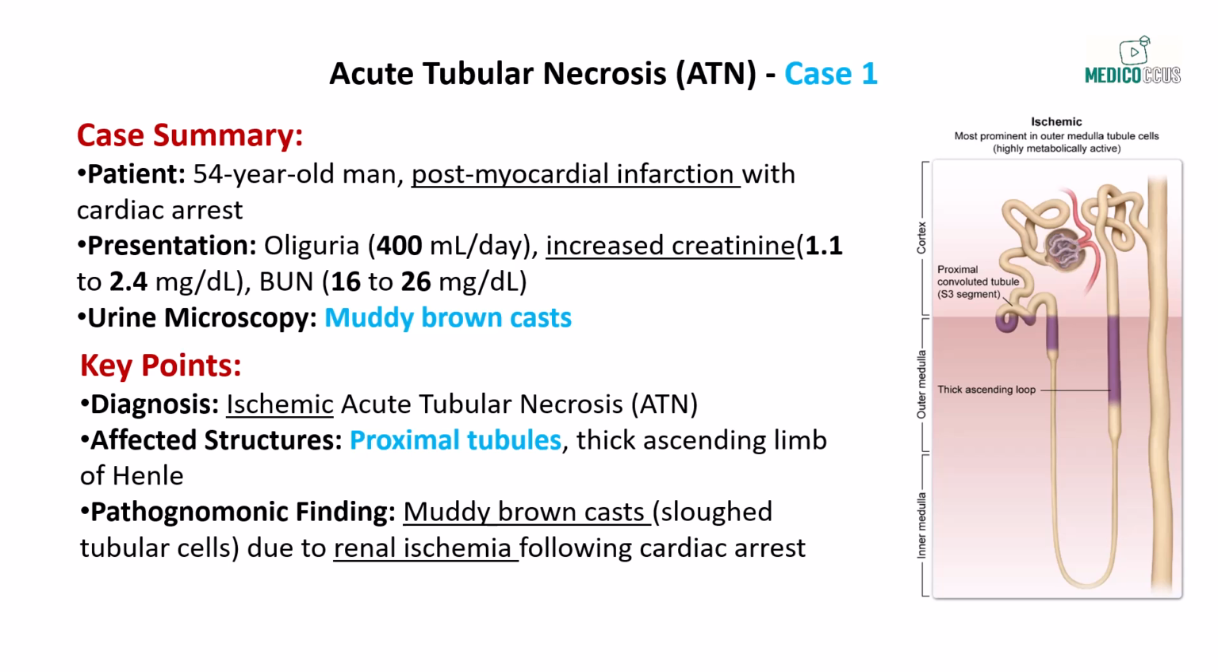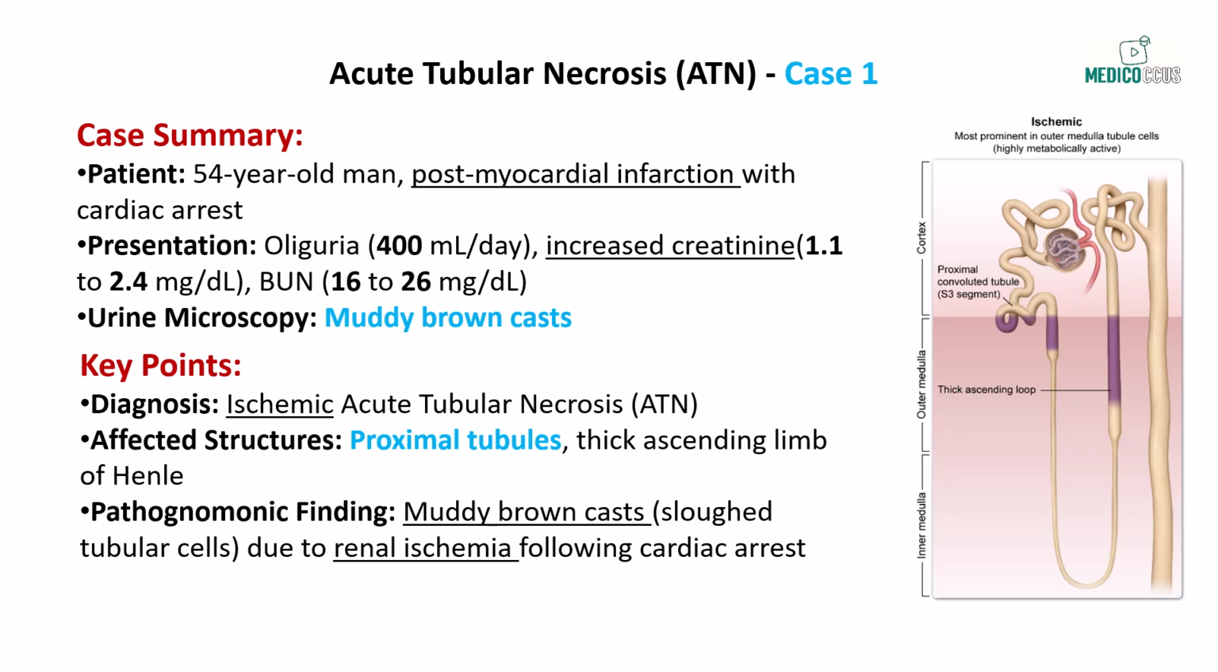These muddy brown casts are a hallmark of acute tubular necrosis, and the question asks which renal structures are most likely to be affected. The answer is the proximal tubules. Let's break down what's happening. Acute tubular necrosis in this case is caused by renal ischemia following cardiac arrest.